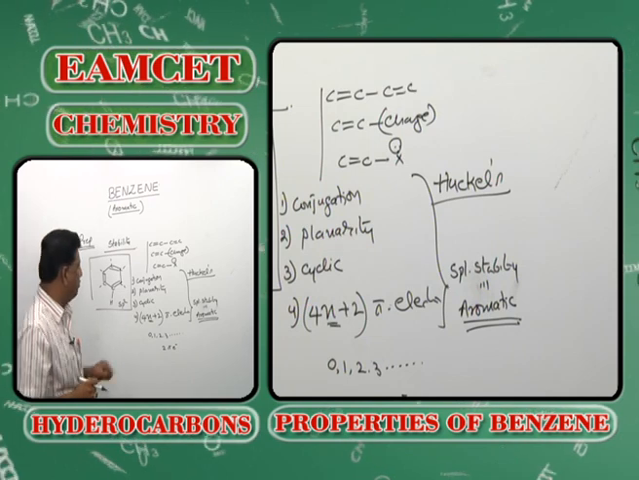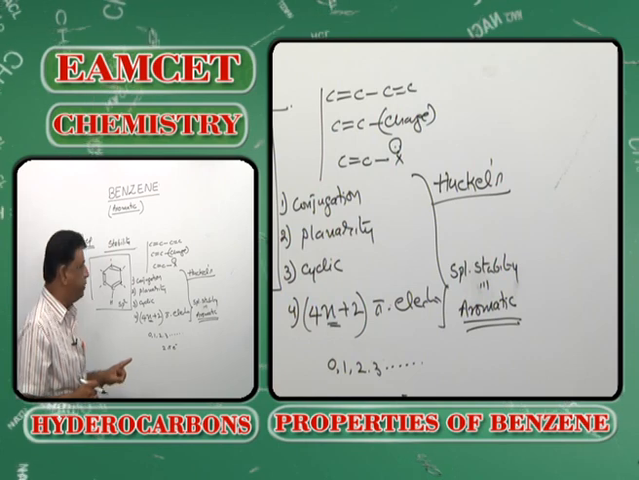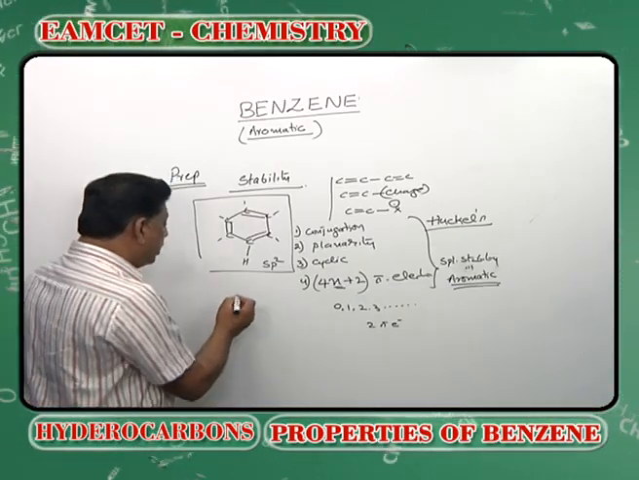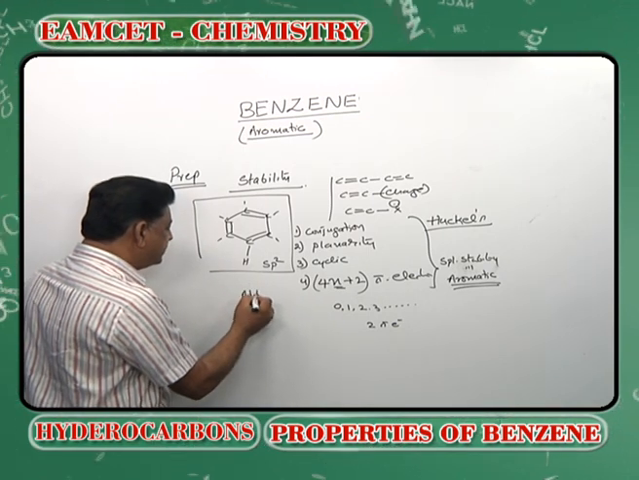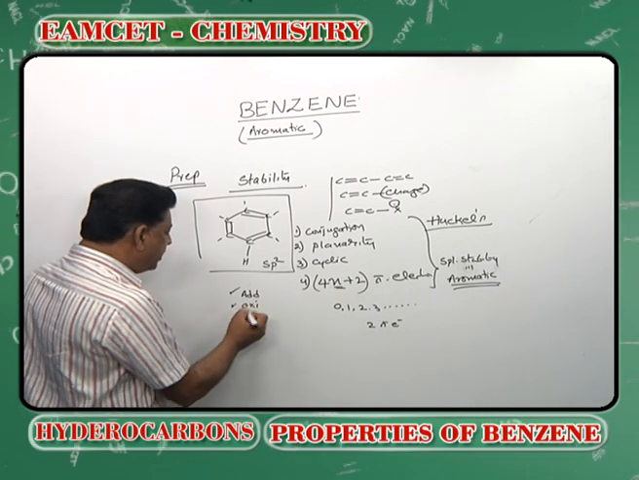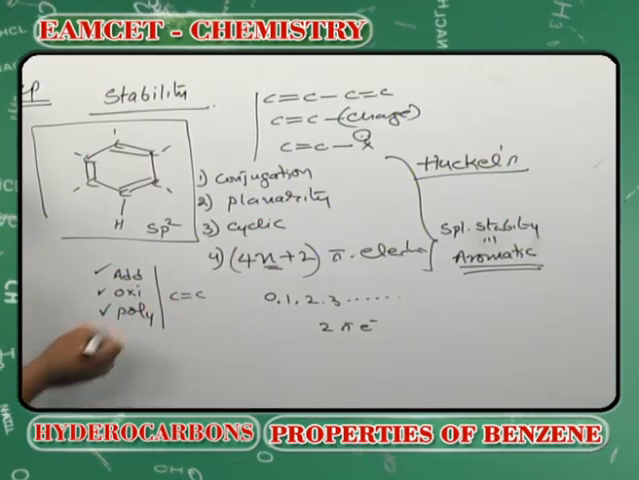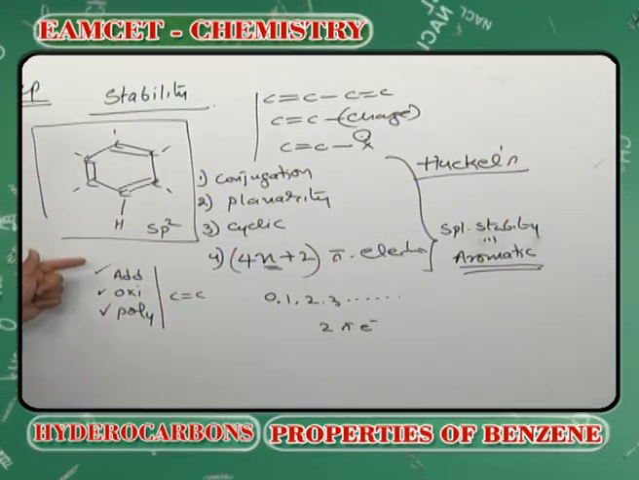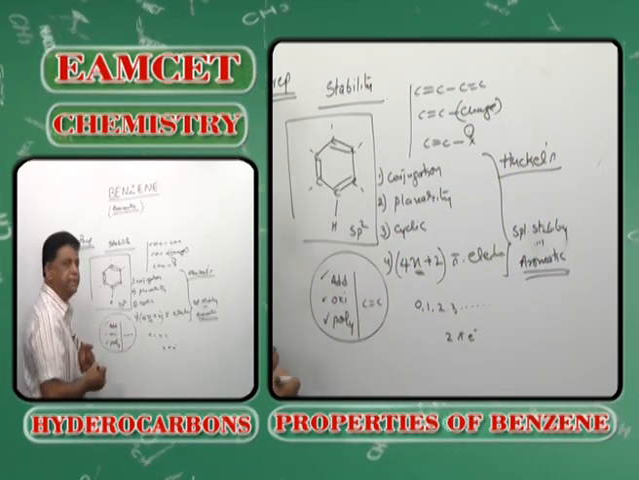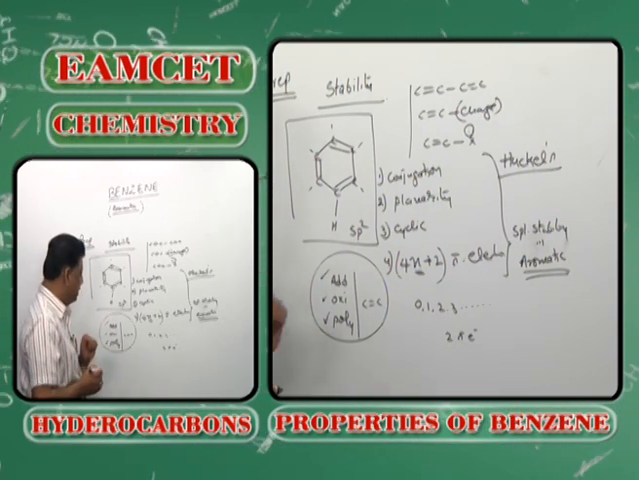Aromaticity is whenever a compound has double bonds in the structure, but the double bonds are not showing the properties of double bonds. We have seen in the alkene chapter already, double bonds are going to show addition reactions, oxidation, polymerization, right? These are the characteristic reactions of alkenes. Whenever there is a double bond, these 3 should be the special reactions. But benzene is not showing all these 3 reactions. That means in spite of having the double bond, benzene will not show them.